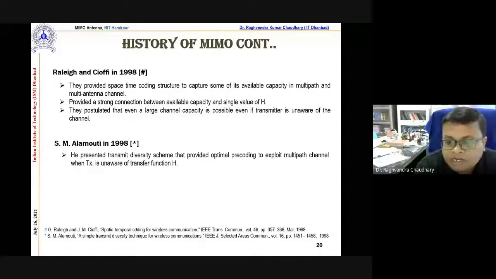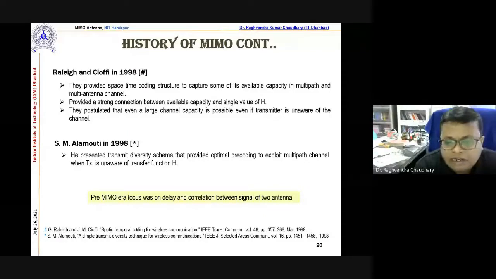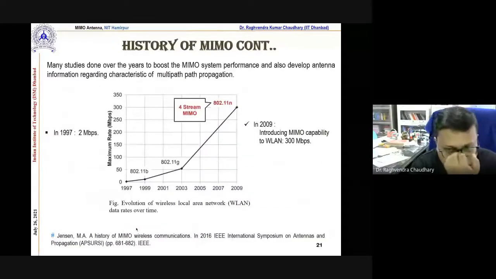Almost in 1998, he presented a transmit diversity scheme that provides the optimum pre-link and exploits the multipath channel when the transmitter is unaware of the channel. So the pre-MIMO era basically focused on delay and correlation between the signals of two antennas. Okay. Now let us look at this graph, which is very interesting.